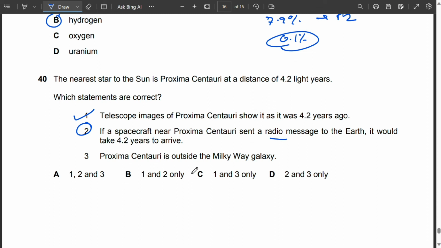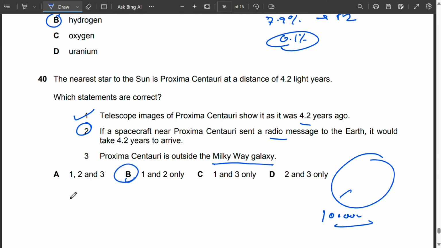Proxima Centauri is outside the Milky Way galaxy. No, no, no. The Milky Way is a very big galaxy. The diameter of the Milky Way is around 100,000 light years, and this is just 4.2 light years. So Proxima Centauri lies inside the Milky Way only. So 1 and 2, so 40, B part is the correct one.